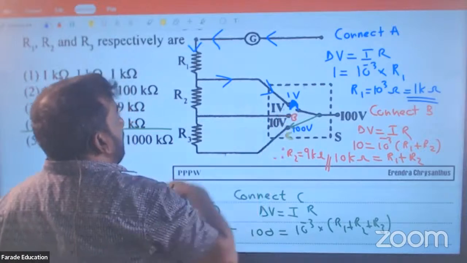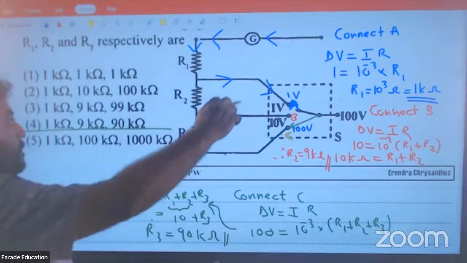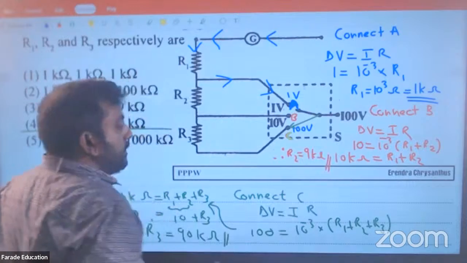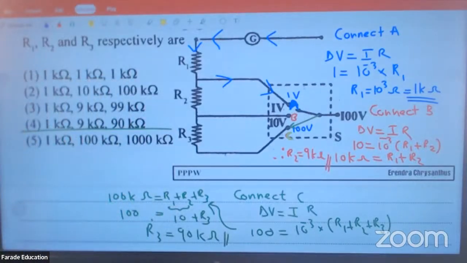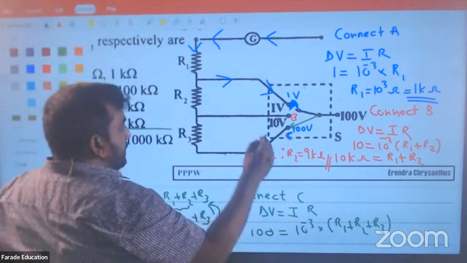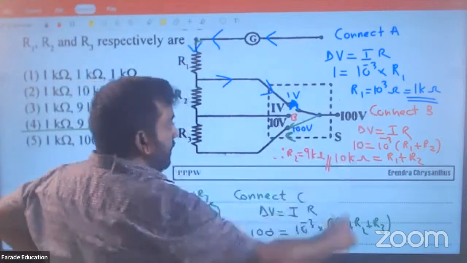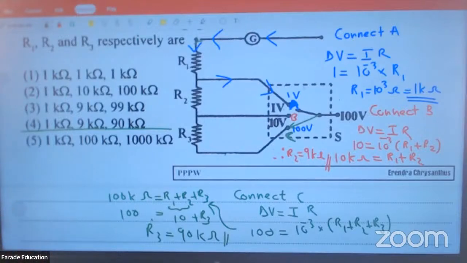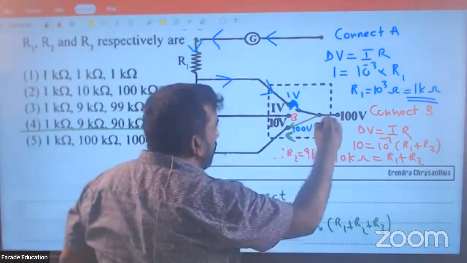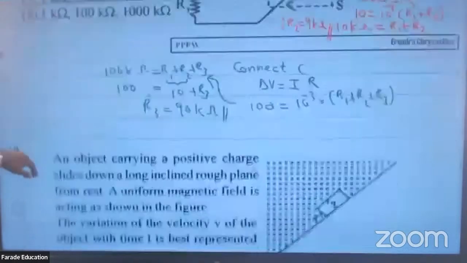When it's connected to terminal B, current will pass through R1 and R2 and terminal B. When it's connected to point C, terminal C, current will go through R1, R2, R3 and terminal C. Okay, now? Right.